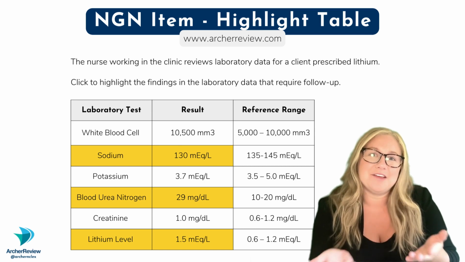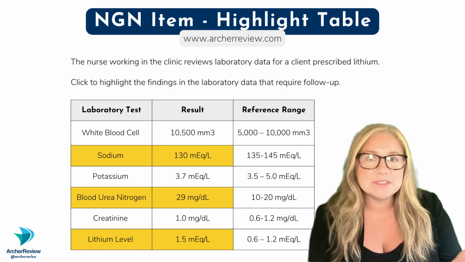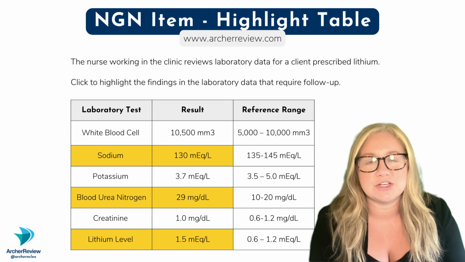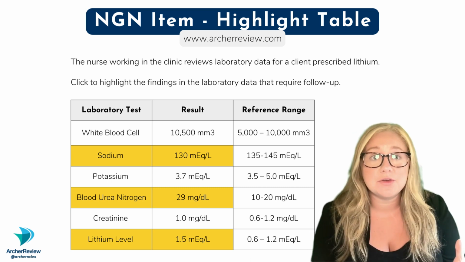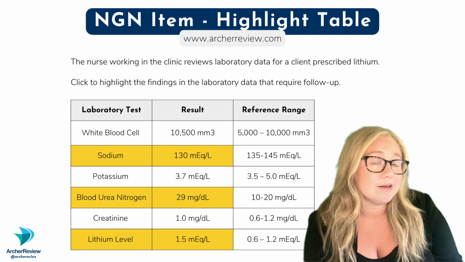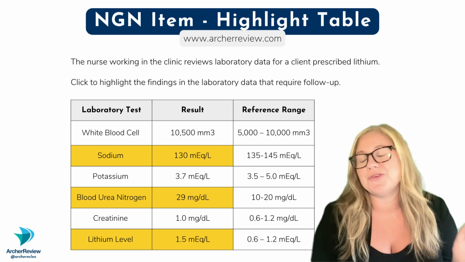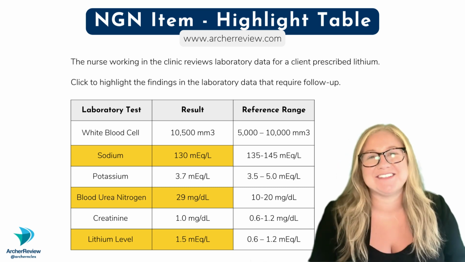After highlighting lithium, you've completed your table. It was basically 6 true or false questions. You looked at each lab value. If it was abnormal, you highlighted it to follow up. And if it was normal, you moved right along. You can do this, Archer nurses.